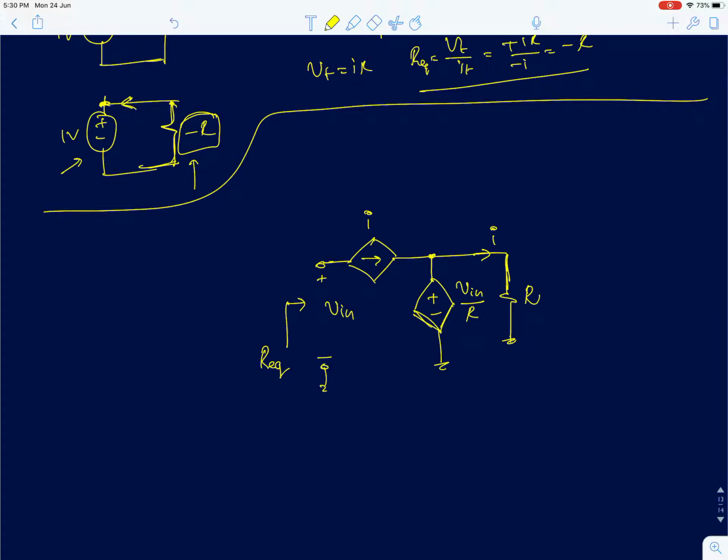So in this circuit, V in is the input voltage. You need to find what is I. Simply V in upon I will be your equivalent resistance. So all you need to do is find I in terms of V in.